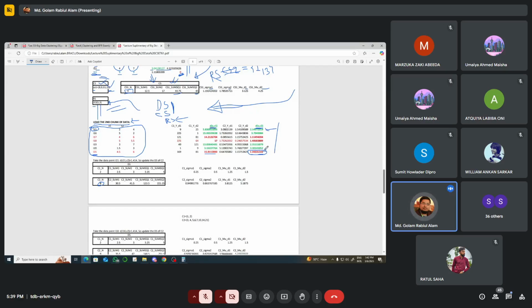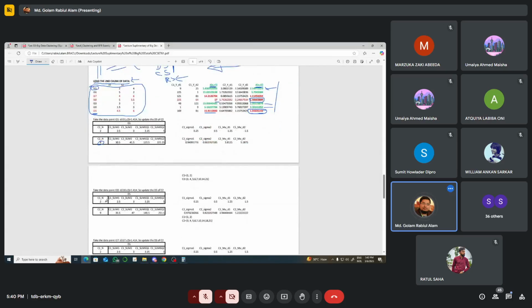Now think about I20. We can say no, we cannot. I19, no, we cannot. I18, yes, we can place it. We can see here the distance is 1.40, which is less than our 1.414. So that means I18 we can add to our C2 also. So here I18 we have added to C2.